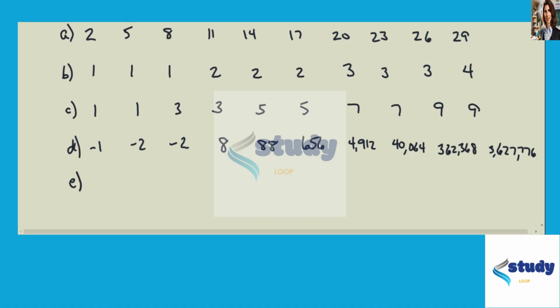Okay, how about E? E is a sequence that begins with 3. So we'll put that in there for the first term. And each succeeding term is twice the preceding term. Well, that just means we multiply every term by 2. 3 times 2 is 6, times 2 is 12, times 2 is 24, times 2 is 48, 96, 192, 384, 768, and 1,536. So we just multiply each one by 2.